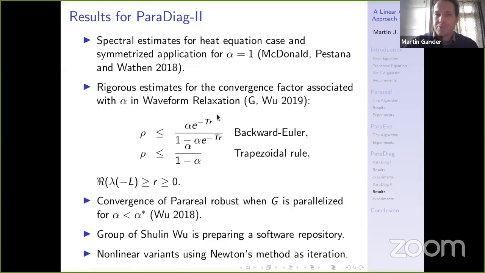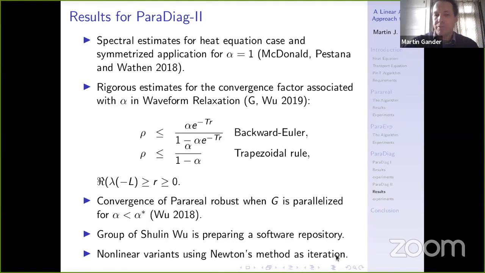We have for backward Euler a contraction of this algorithm, which is a waveform relaxation algorithm in the PDE setting. And if you have trapezoidal rule, you have this type of contraction. So you see, if you choose alpha small, this contracts extremely fast. And in backward Euler, you benefit a little bit from the diffusion part if L has a diffusion in it, otherwise not. One can also use this ParaDiag-II algorithm to approximate G in Parareal. And then you can use the same mesh also in space-time for G and F. So you can solve hyperbolic problems because there's no dispersion problem anymore. There is a software repository which is prepared by Shulin Wu, which will go online soon.